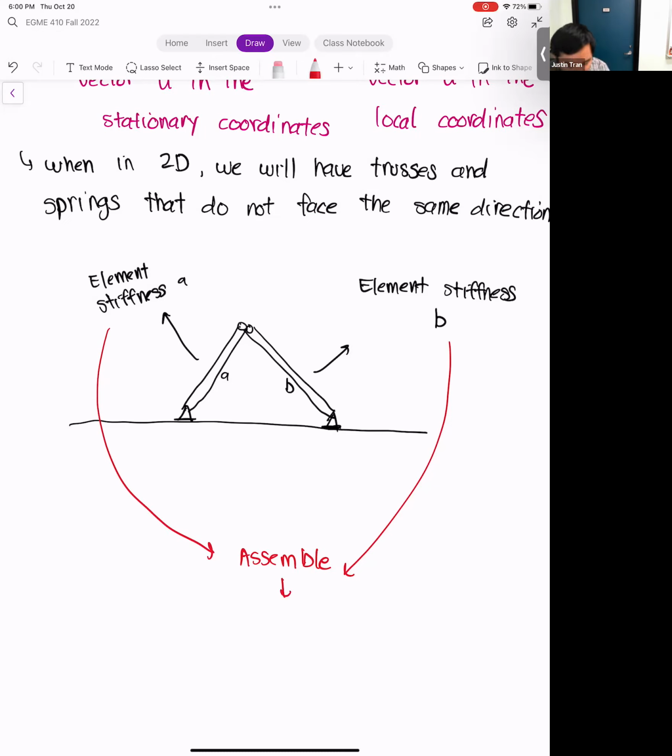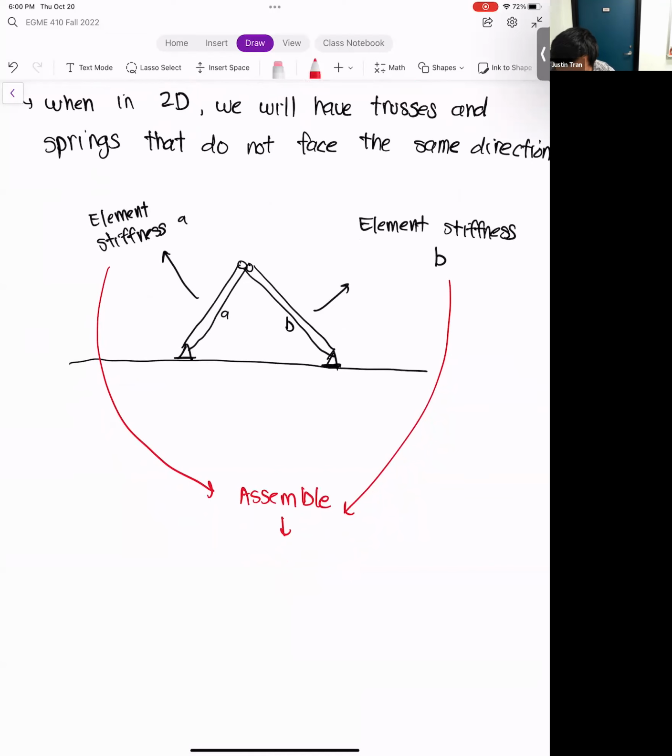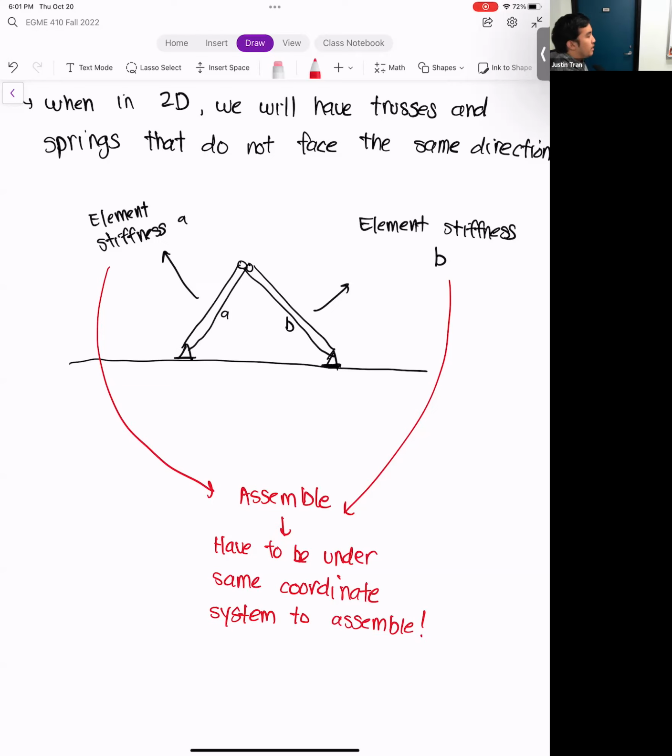But right now, as we have it, we can't actually do this, because one element stiffness matrix was constructed under one coordinate system, and the other one has to be constructed in a different coordinate system. And so when you assemble it, it's going to be inconsistent. The thing that we have to do is that when we assemble element stiffness matrices, they have to be under the same coordinate system. You can't have element stiffness matrices in different coordinate systems, assemble them into the same one and expect to get good results.